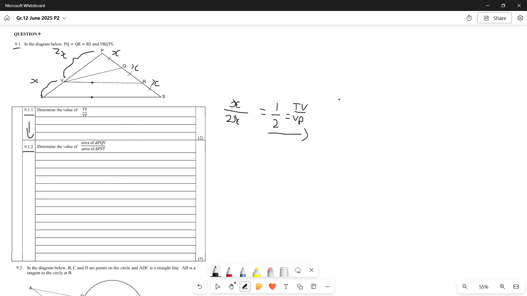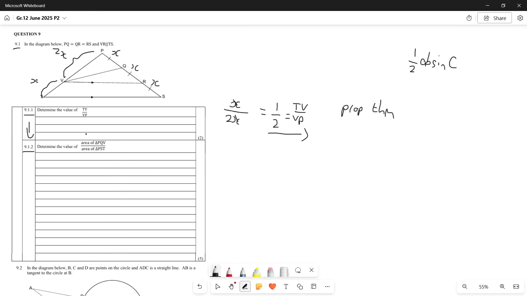Okay, and we just earned 1 mark over here for determining the value of TV over VP, and then we just need 1 mark for our reason saying prop theorem. So then 9.1.2, it says determine the value of the area of triangle PQV over the area of triangle PST over here. So this is a 5-mark question, and what we need to do is use our area of a triangle formula, but not the half base times perpendicular height. We need to use our trig in triangles area formula, where we have half AB sine C. This is very common to use this formula in a similarity section.